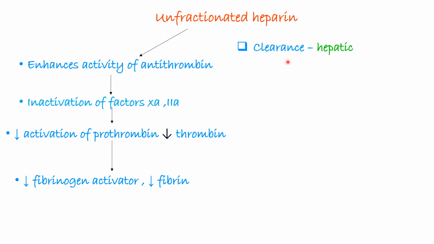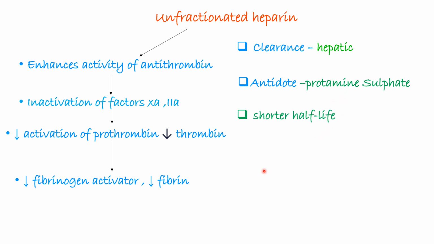So in addition to that, we also see the clearance is through the liver, and then it has a complete antidote or a complete reversal using protamine sulfate, and then it has a shorter half-life in comparison to low molecular weight heparin. So if you have a patient who has to go to surgery, for example, tomorrow or in the next few days, then you would prefer giving unfractionated heparin in comparison to low molecular weight heparin.